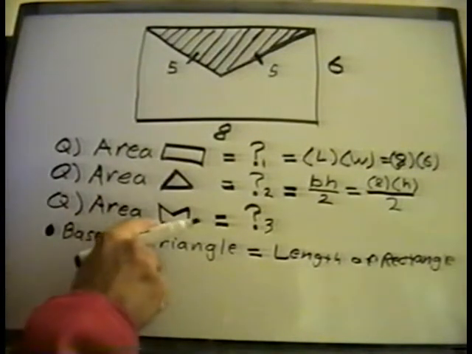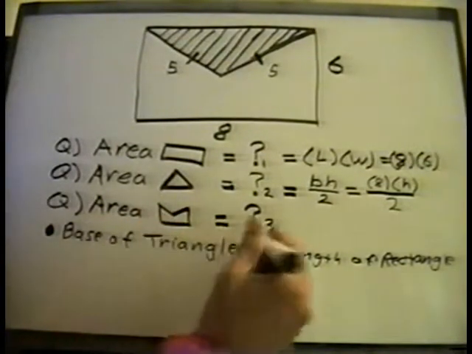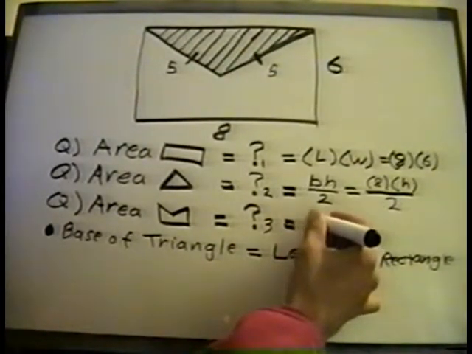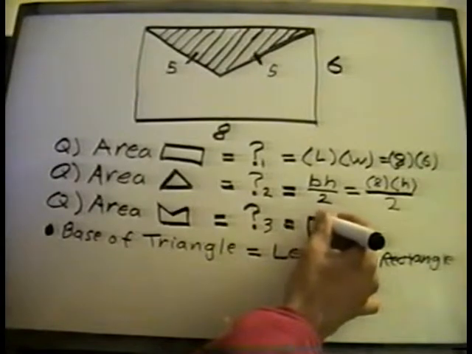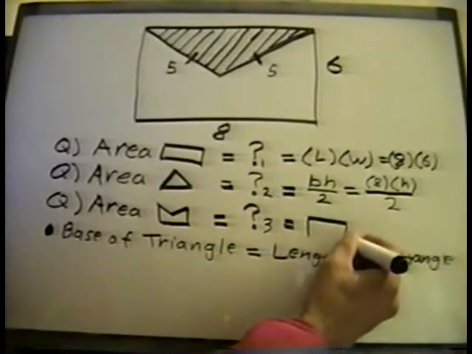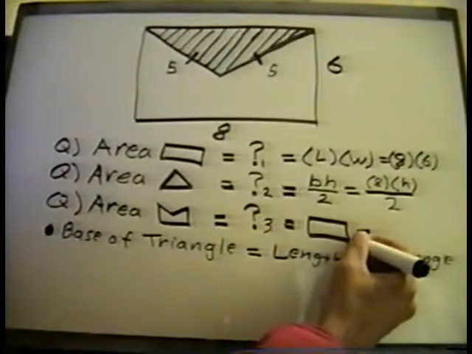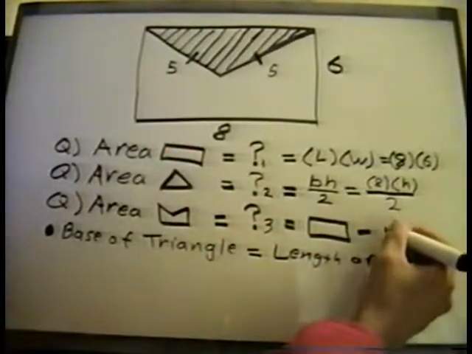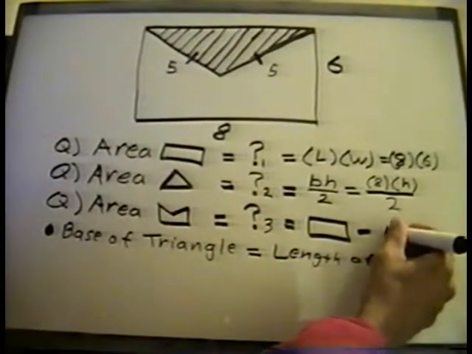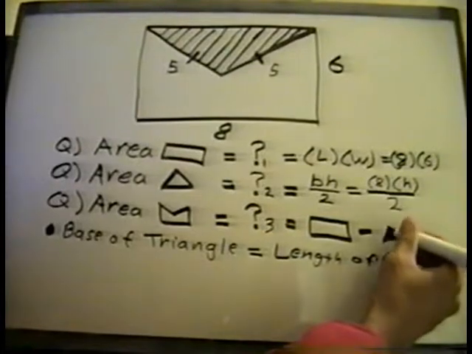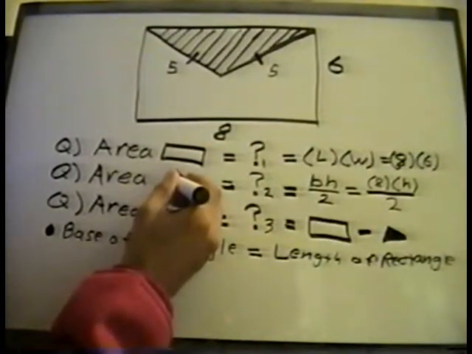Now the area of the shaded region is equal to the area of the entire rectangle minus the area of the triangle.